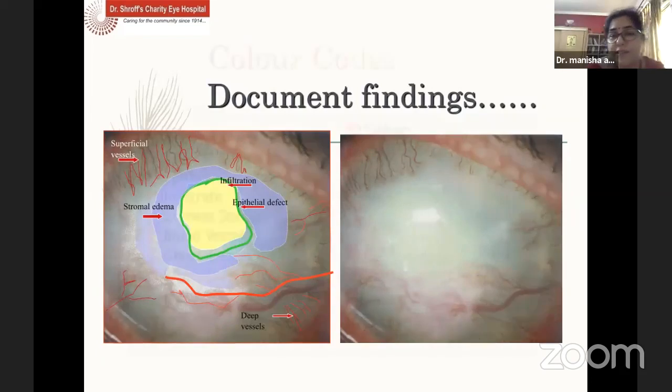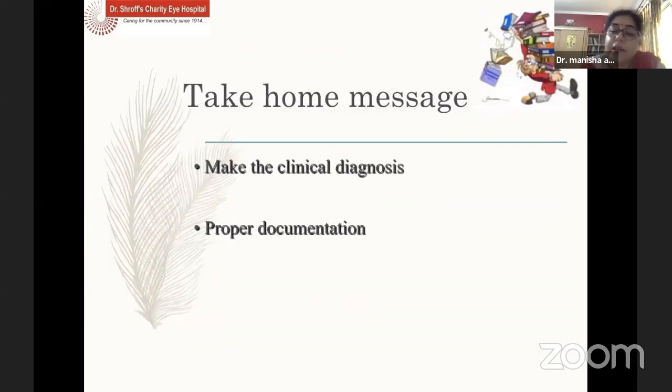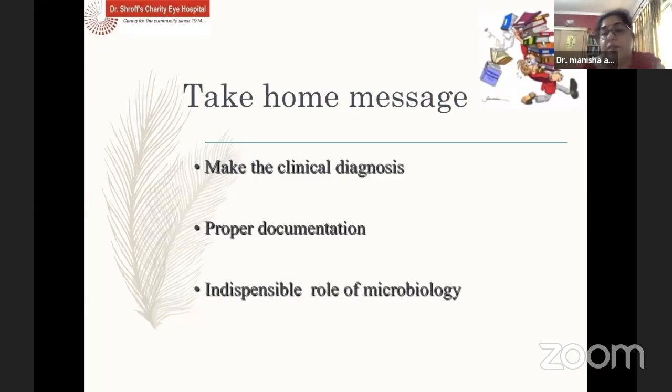It's the last. So we should document, and to conclude, I would just say make a clinical diagnosis. Proper documentation remains the most important aspect when it's a multi-center place where a lot of surgeons may be seeing the patient after you. And microbiology has an indispensable role in bacterial keratitis, and be specific in treatment. We do not need to give all the medications which are available.